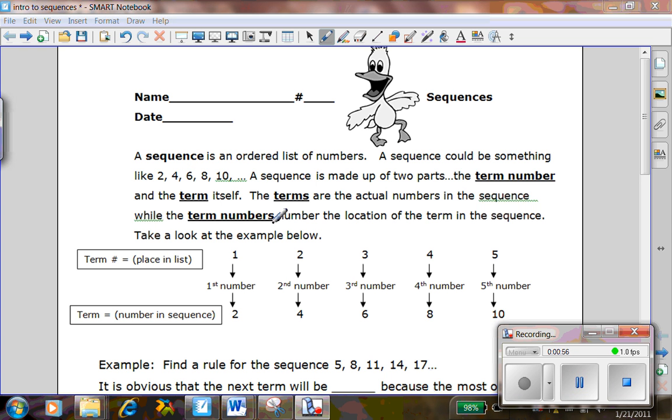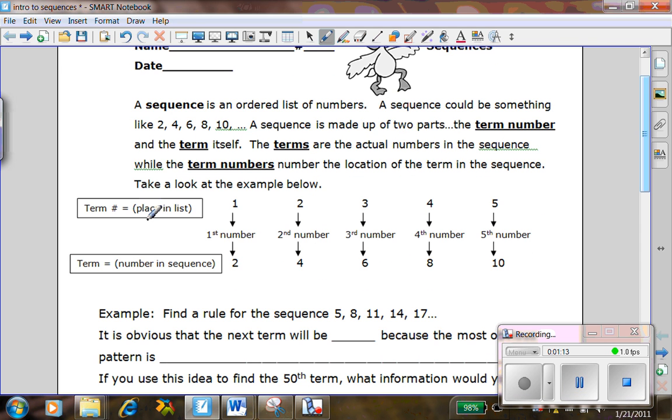The term numbers are the location of the term in the sequence. So where does that term sit in the sequence is what the term number determines. So if you look down here, I have it labeled out for you on your paper. The term number is the place in the list, while the term is the actual number in the sequence. So we said before 2, 4, 6, 8, 10. Those are our terms. Those actually make up the sequence.